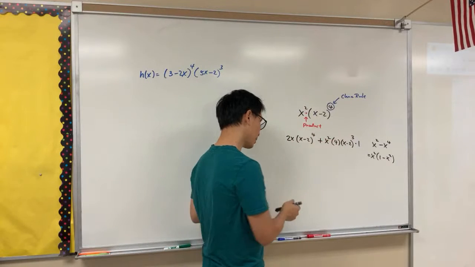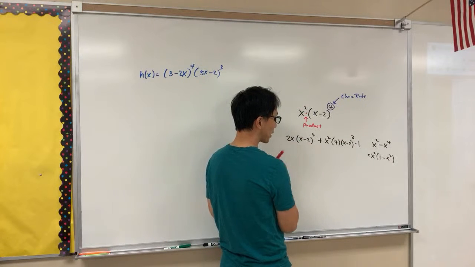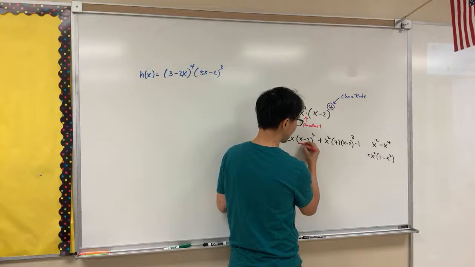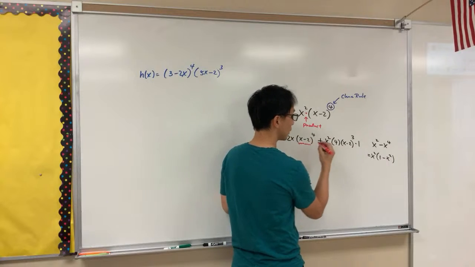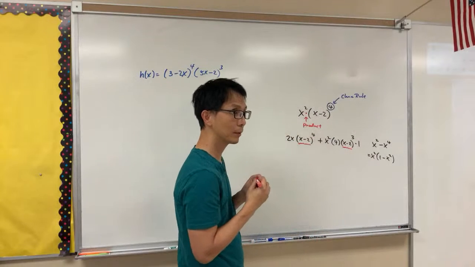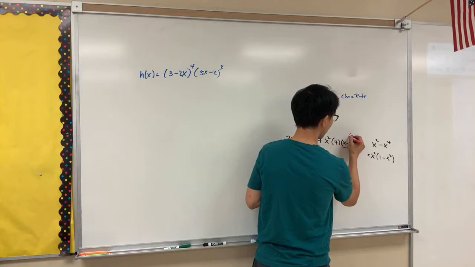We're going to look at what the LCD, the greatest common factor, is here. The greatest common factor is right here, this part. Do you see that? They both have x minus 2. Now, which one's more negative? 3. So I'm going to take out this.